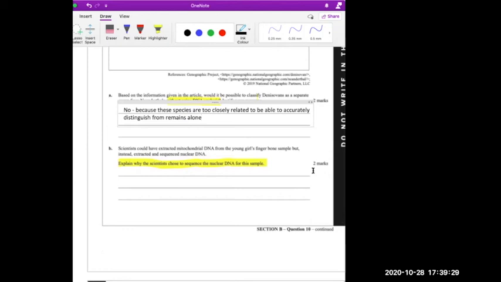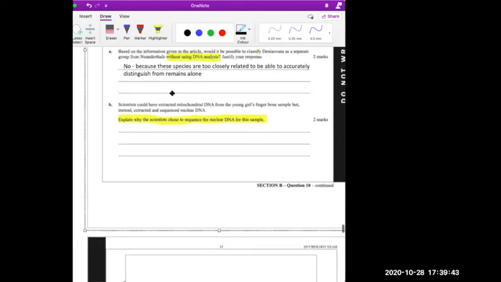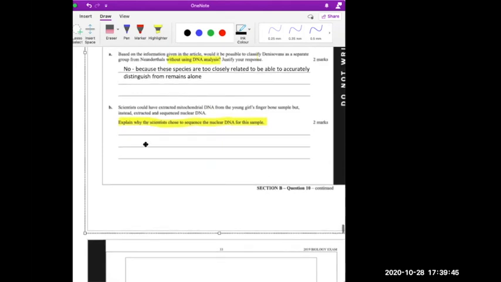So when you're seeing a big skeleton, a small skeleton, you don't know if the big skeleton is because that's a Neanderthal and this is Denisovan, or because this is like a 40-year-old and this is a 10-year-old. Like, you just don't know. So with any question like this, especially for evolution, DNA analysis is a must. Scientists could have extracted mitochondrial DNA from the young girl's finger bone sample, but instead extracted and sequenced nuclear DNA. Explain why scientists chose to sequence the nuclear DNA for this sample.